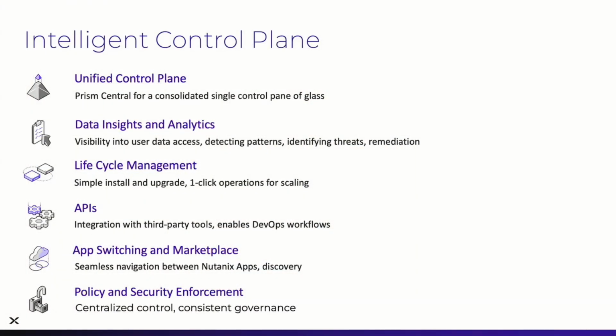Along with our data first architecture, we also have a control plane. We want to make sure that our control plane works in concert with our data. We have a unified control plane that is powered by what we call Prism Central that provides a single pane of glass.